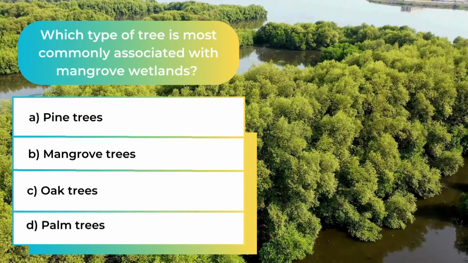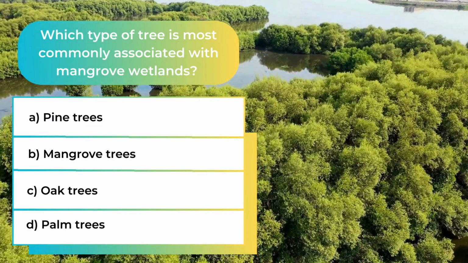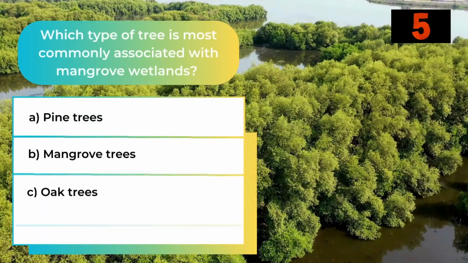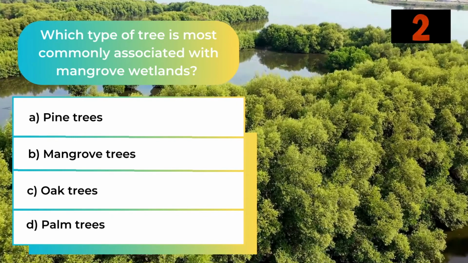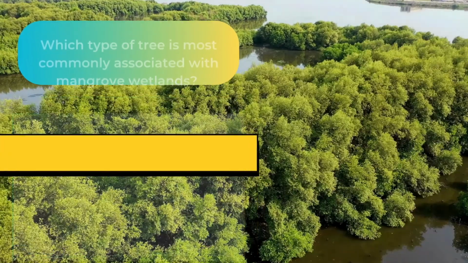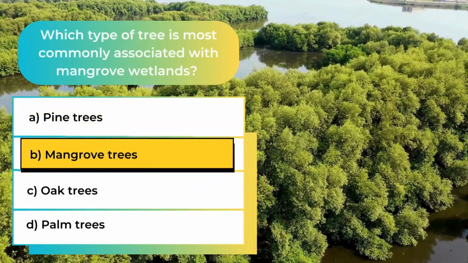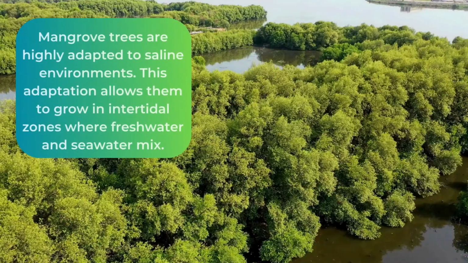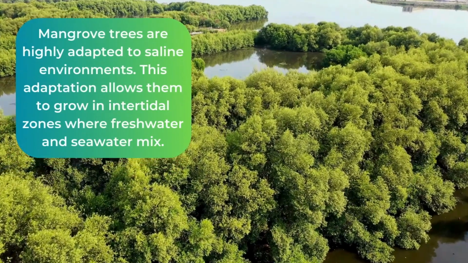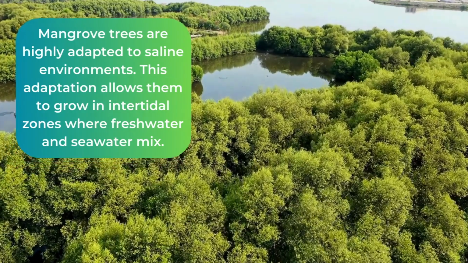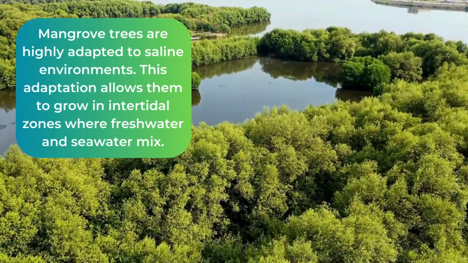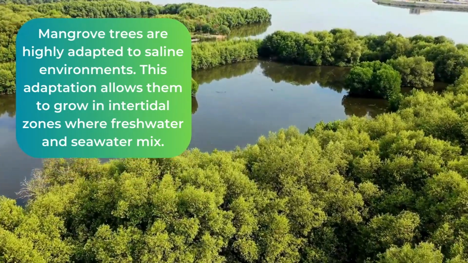Which type of trees are most commonly associated with mangrove wetlands? The answer is B, mangrove trees. Mangrove trees are highly adapted to saline environments. This adaptation allows them to grow in intertidal zones where freshwater and seawater mix.